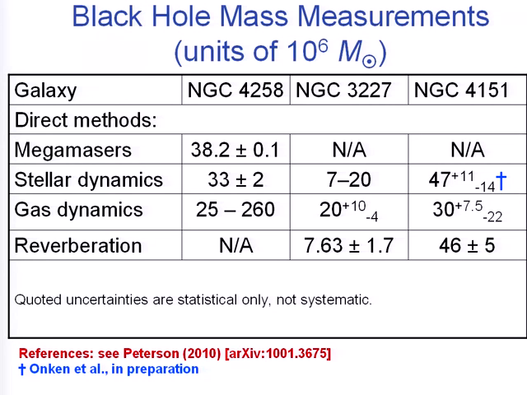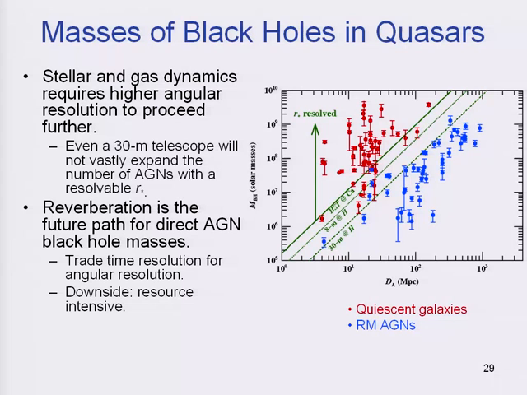And in a handful of cases, you can resolve or nearly resolve the black hole radius of influence for nearby AGNs, and you can make a direct measurement using stellar dynamics or gas dynamics. What you see is that, given a factor of 3 uncertainty, they're generally in pretty good agreement. If we look at NGC 4151 here, how well this and this agree is almost silly. But remember that they are probably both uncertain by at least a factor of 2. Nevertheless, it's encouraging. We seem to be on the right track.